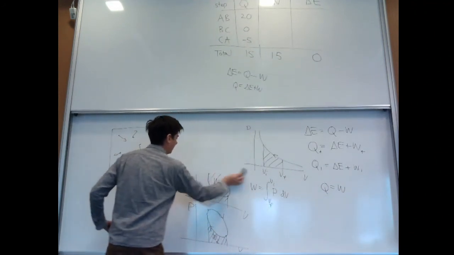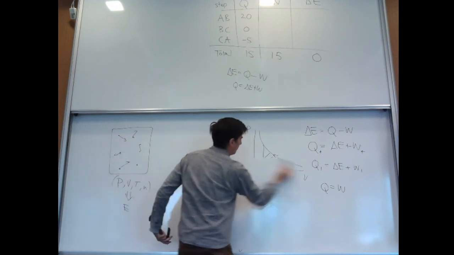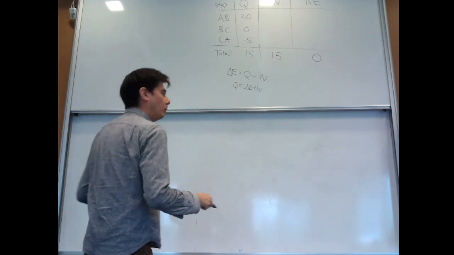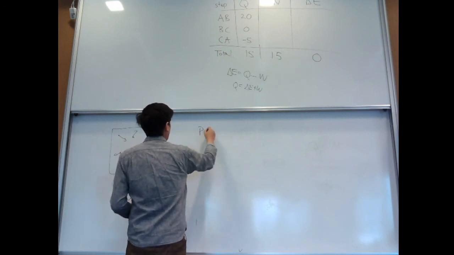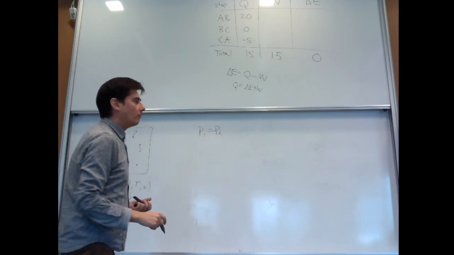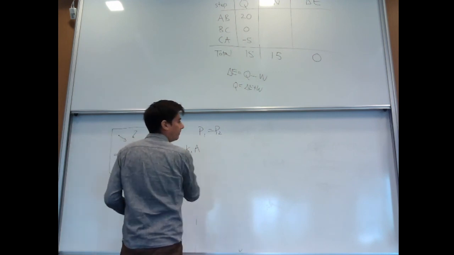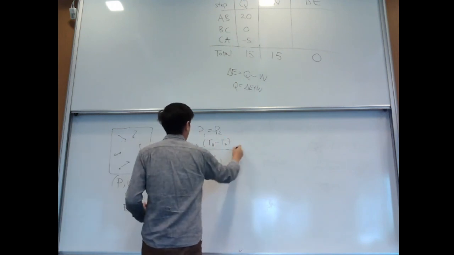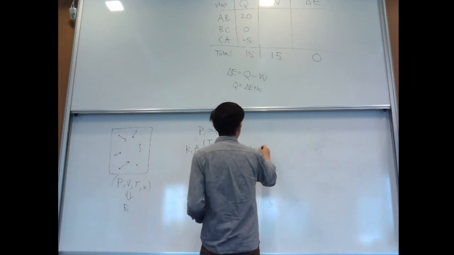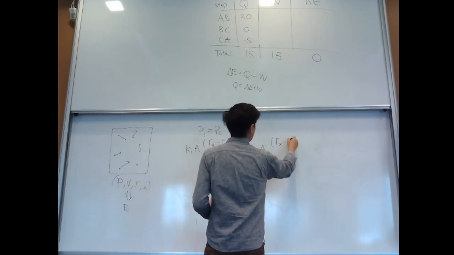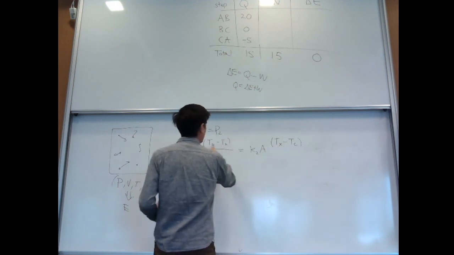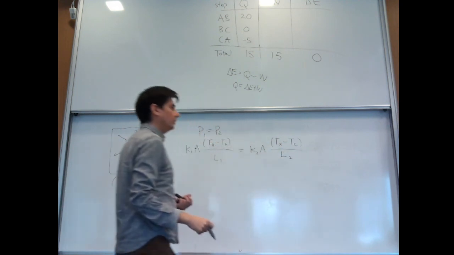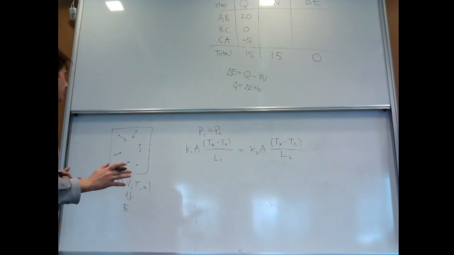Okay, so we're going to equate these things. We're saying P1 is equal to P2. So then K1 A (Thot minus the unknown temperature Tx) over L equals K2 (Tx minus Tc). Notice Tx has to be in between Tc and Th, so this is why this one's the other way around. Then we just have to rearrange this equation for Tx.